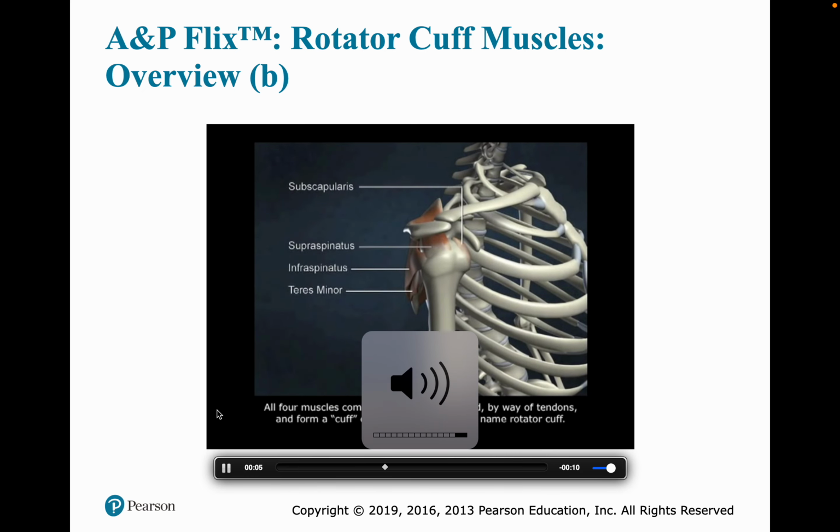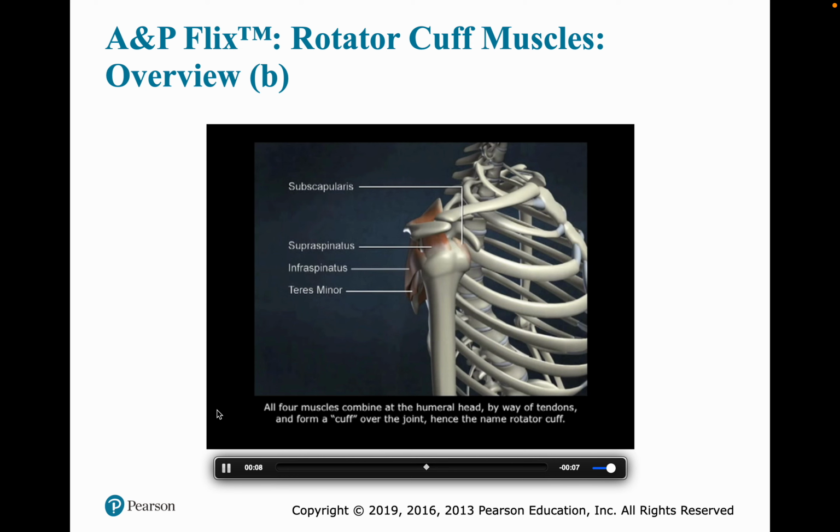All four muscles combine at the humeral head by way of tendons and form a cuff over the joint, hence the name rotator cuff.